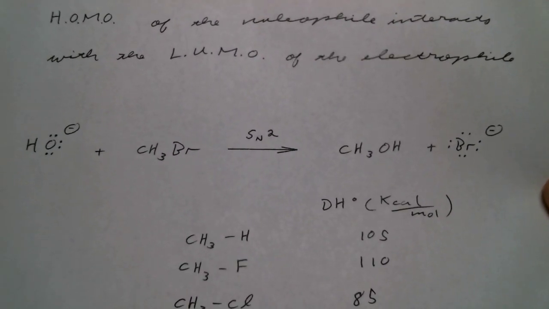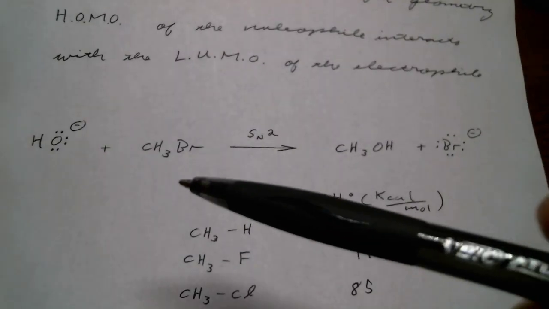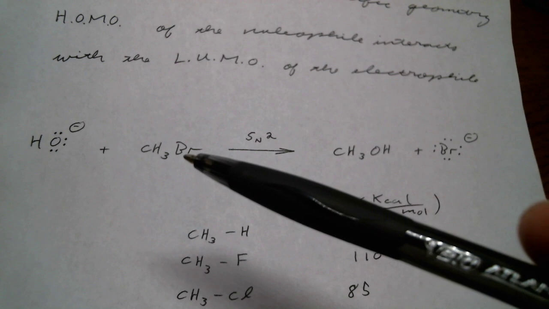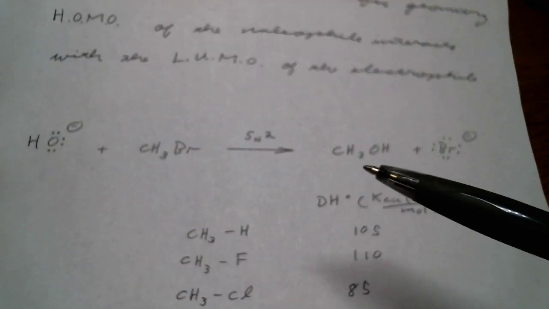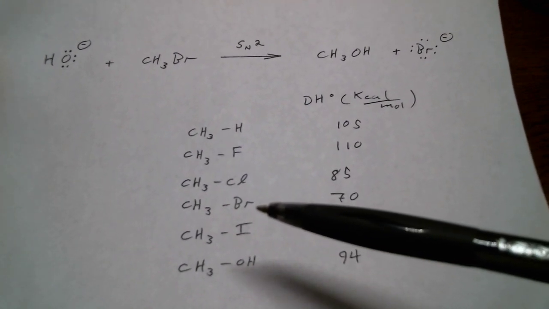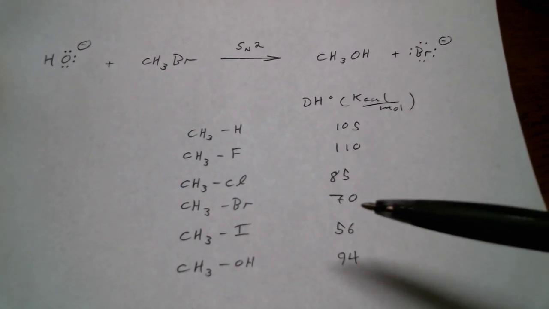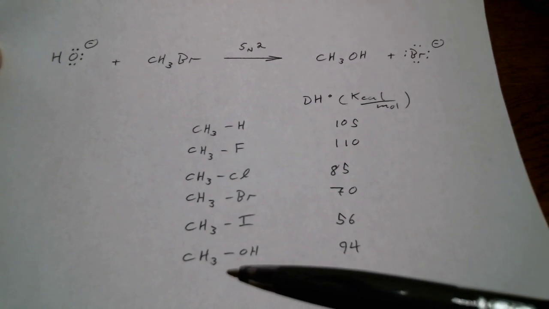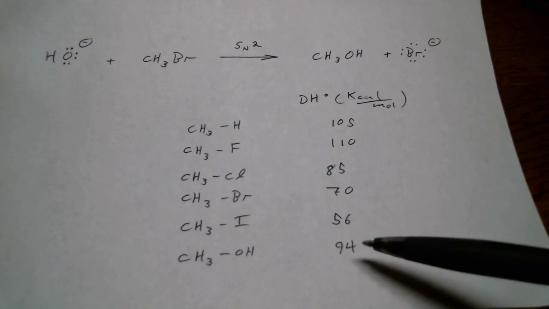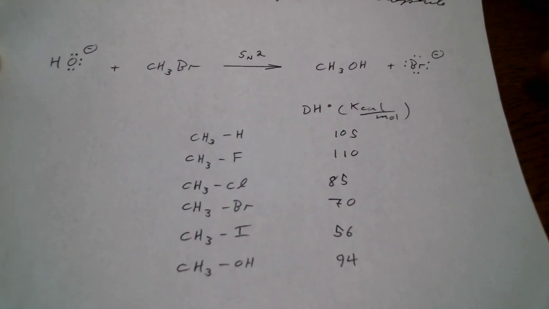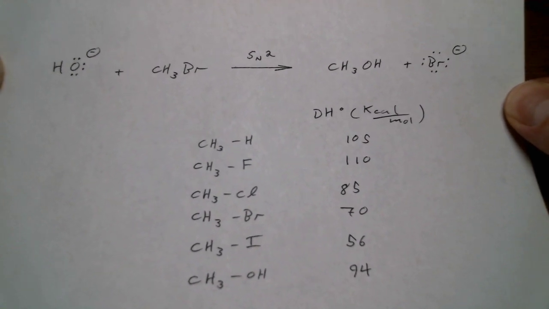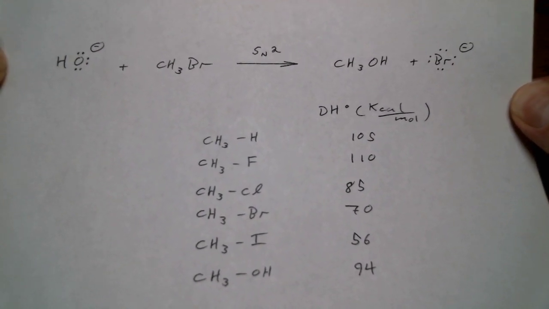Let's just look briefly at the thermodynamics for the reaction. What are we really doing? We're breaking a carbon-bromine bond, and we're forming a carbon-oxygen bond. So how much is that carbon-bromine bond worth? 70 kcals per mole. What's the carbon-oxygen bond worth in methanol? Oh, apparently 94 kcals per mole. So we should be getting heat out because the bond formed is much stronger than the bond broken.